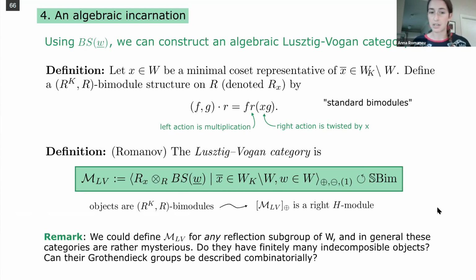And in general, there's not much that's known about these categories of Soergel bimodules. For example, it's not known if they have finitely many indecomposable objects or if there's any sort of combinatorial description of their Grothendieck group. And so one sort of consequence of this project is that for certain reflection subgroups of the Weyl group, this would give us kind of a geometric understanding of what these categories look like. It would tell us that they have finitely many indecomposable objects, for example.